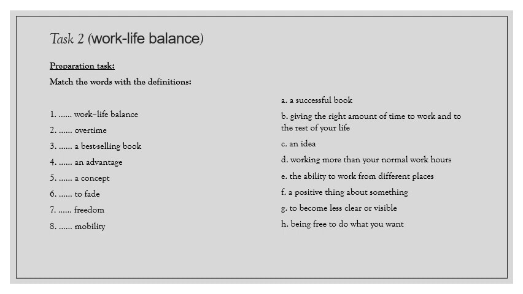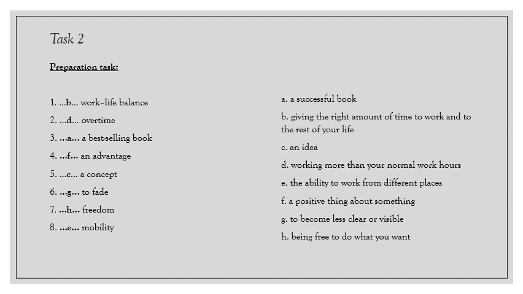Okay, let's now have a look at the answers. So, work-life balance is matched with B, giving the right amount of time to work and to the rest of your life. Okay, and overtime matched with D, working more than your normal working hours. And a best-selling book matched with A, a successful book.